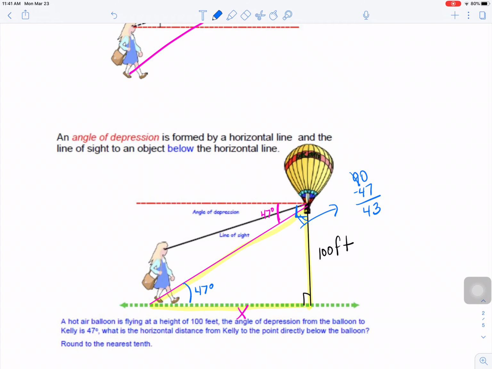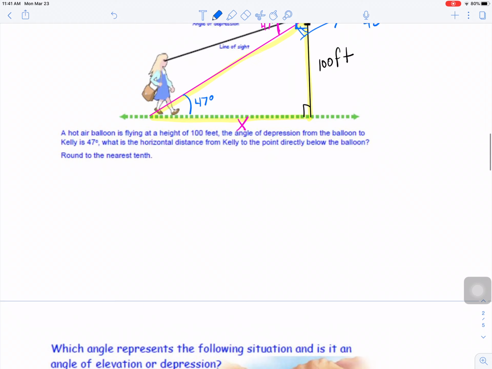Now, you don't need both of them. You just need one, because you're going to say, okay, I'll do sine of 47 is 100 over x, or I could do sine of 43 is x over 100. All right? I'm going to leave the work for the trig to you. I'm just going to go through how to do the word problems.